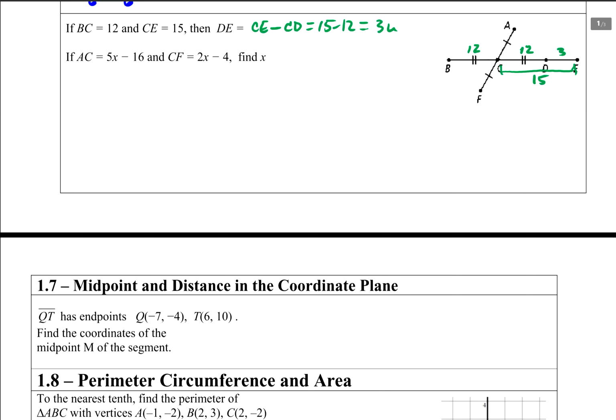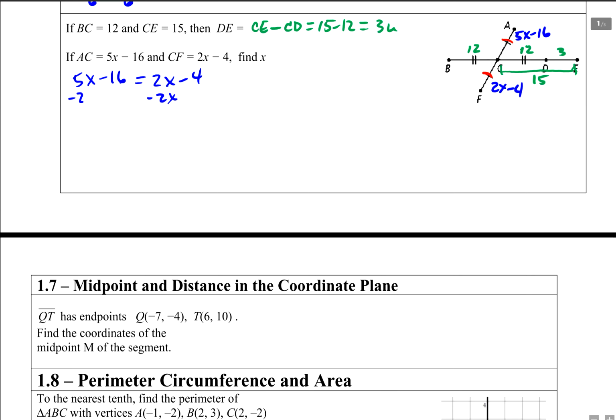All right, next problem. If the length of AC, so let's find AC here, that's 5x minus 16, and the length of CF is 2x minus 4, then find the value of x. Well, once again, I've got congruent segments, which means their lengths are equal. So I can just do 5x minus 16 equals 2x minus 4.